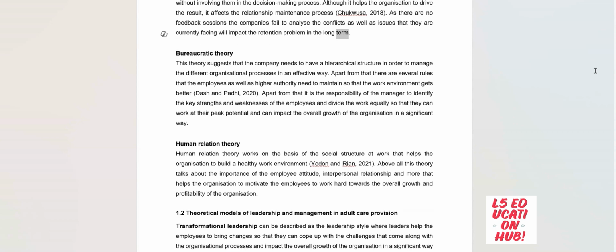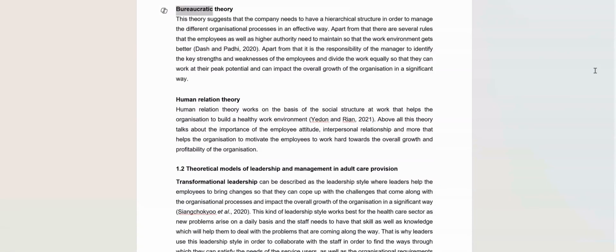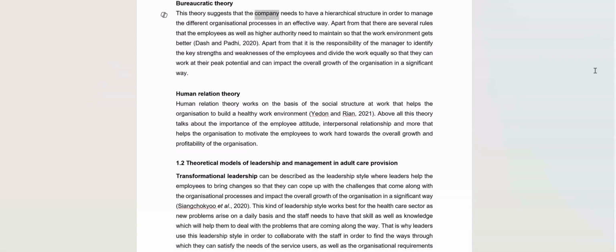Bureaucratic theory. This theory suggests that the company needs to have a hierarchical structure in order to manage the different organizational processes in an effective way. Apart from that, there are several rules that the employees as well as higher authority need to maintain so that the work environment gets better, Dash and Poddy, 2020. Apart from that, it is the responsibility of the manager to identify the key strengths and weaknesses of the employees and divide the work equally so that they can work at their peak potential and can impact the overall growth of the organization in a significant way.